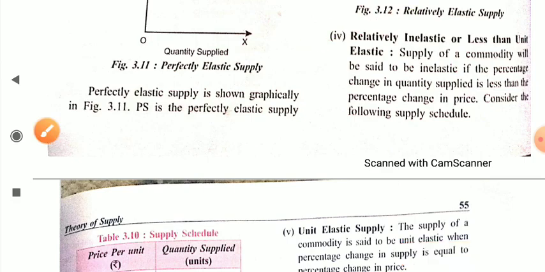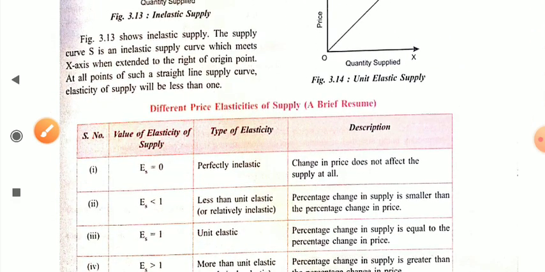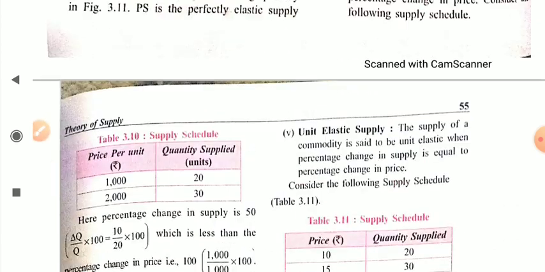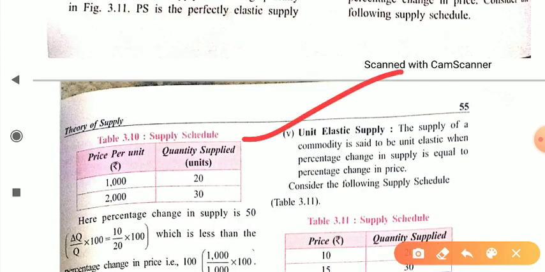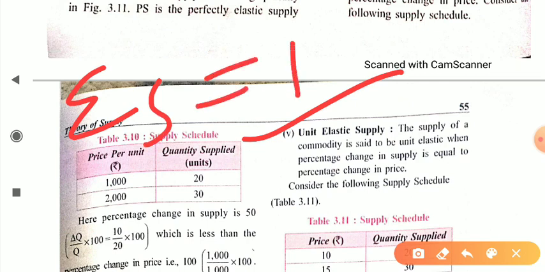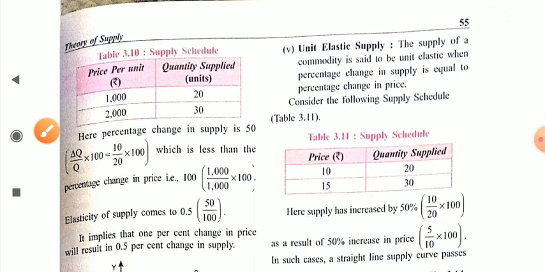inelastic supply. Okay, student, now move to our next point, which is our last degree, unitary elastic supply. In this case, your elasticity of supply equals 1, dear student. It simply represents that the percentage change in quantity supplied is equal to the percentage change in price. Suppose the quantity supplied is changed by 10%, similarly the price changes by 10%. This is simply known as unitary elastic supply.